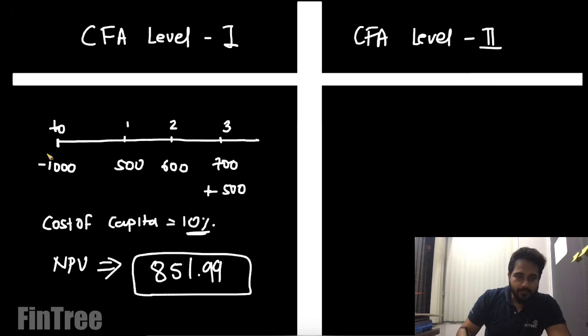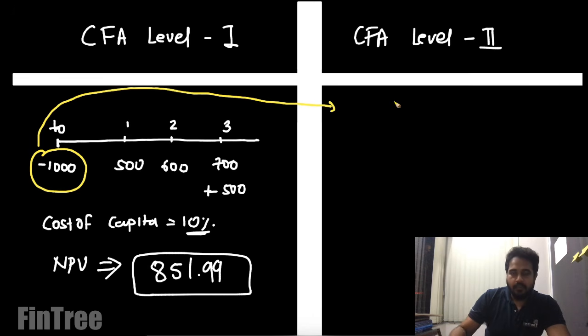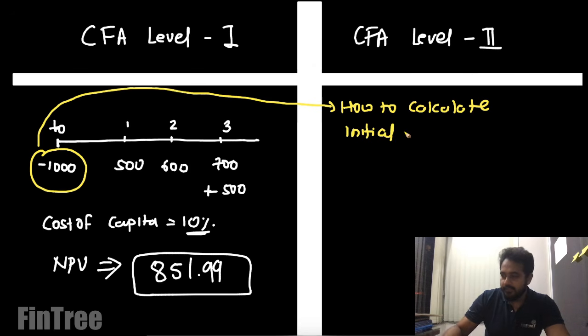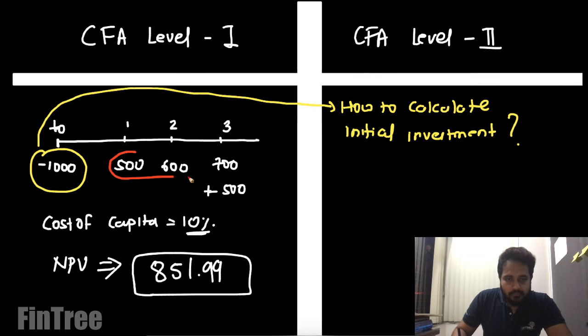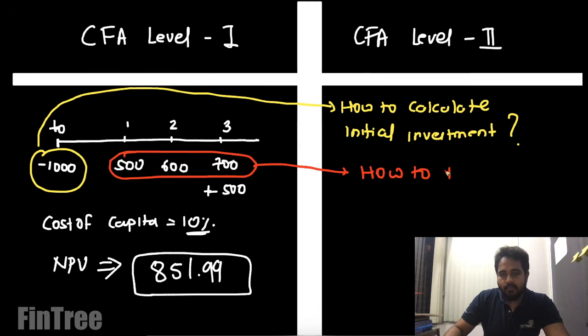Now at level 2, the first point of discussion is going to be how to figure out, or how to calculate, the initial investment in the business. We will have to do some math, not very intensive, but we'll have to do some math in this section. Then we will also have to work on how to forecast. At level 2, we will have to work on how to forecast operating cash flows.